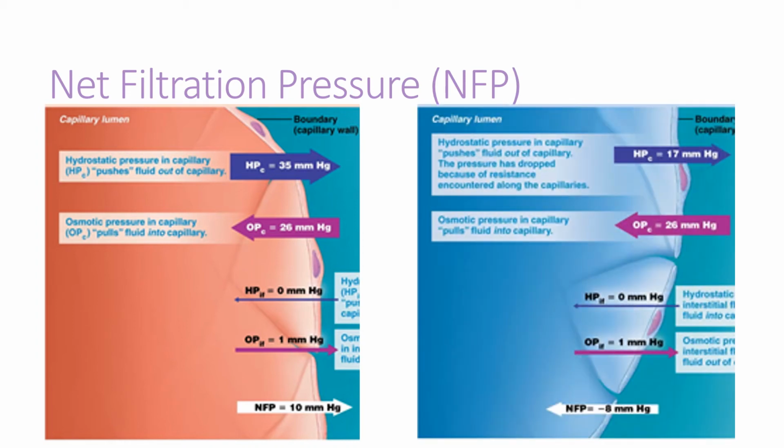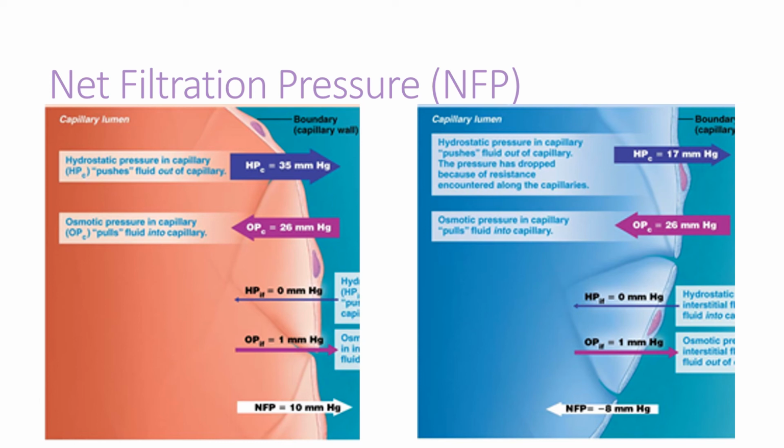On the venous end, hydrostatic pressure has decreased because fluid has been leaving the blood. So hydrostatic pressure on the venous end measures about 17 millimeters of mercury, whereas osmotic pressure stays about the same as it was on the arterial end, 25 to 26 millimeters of mercury. That means that there is now a greater inward pull than there is an outward push. There's a difference of about 8 millimeters of mercury, causing an inward movement of fluid on the venous end.